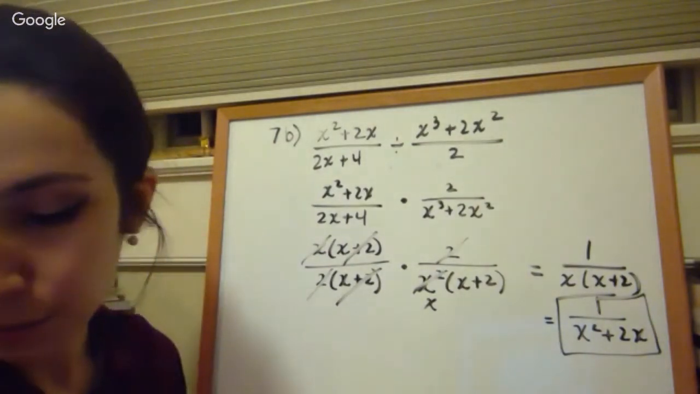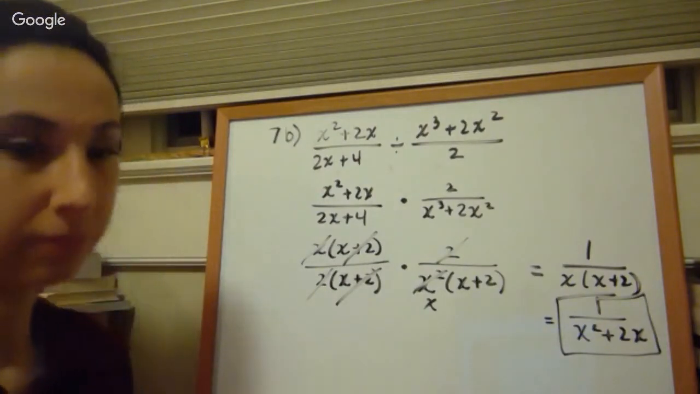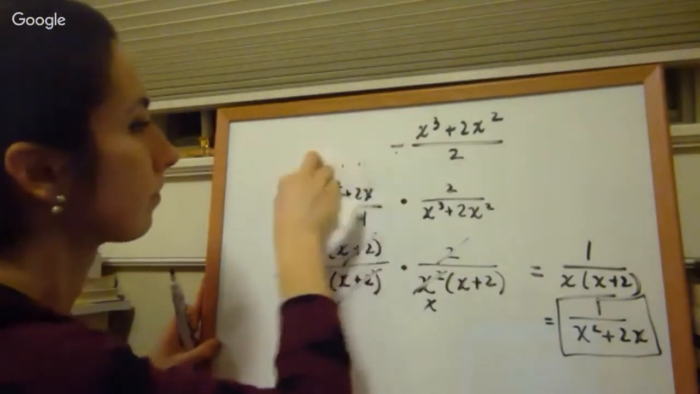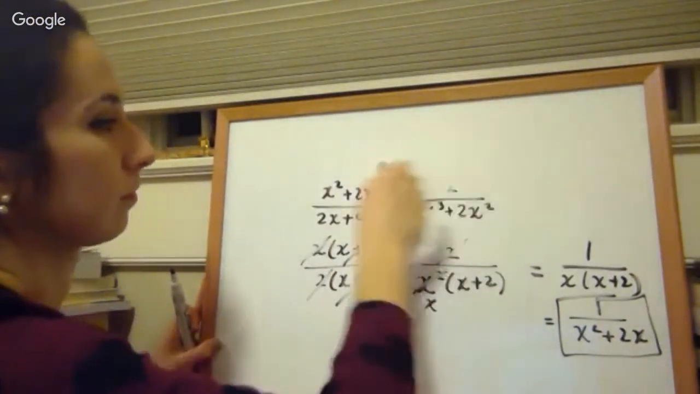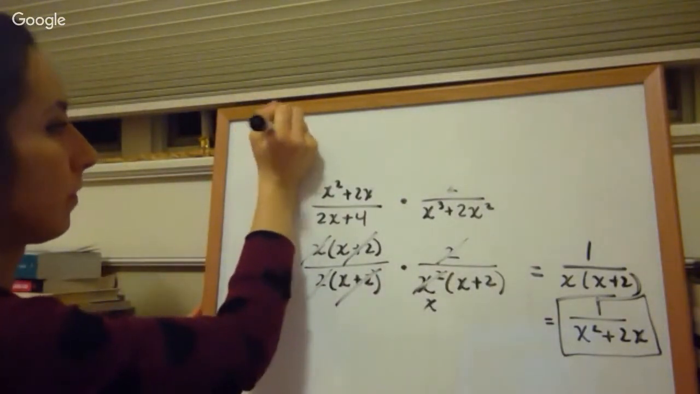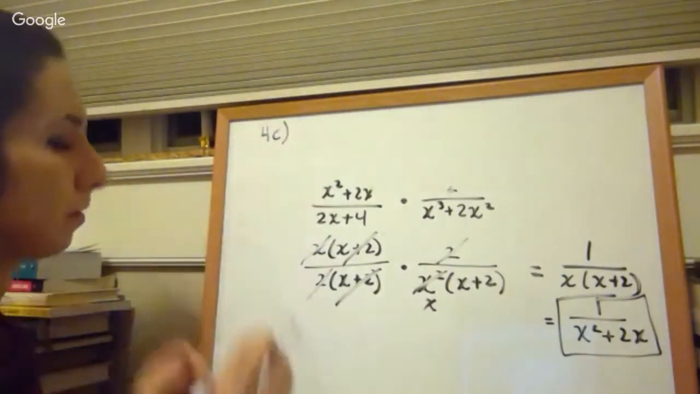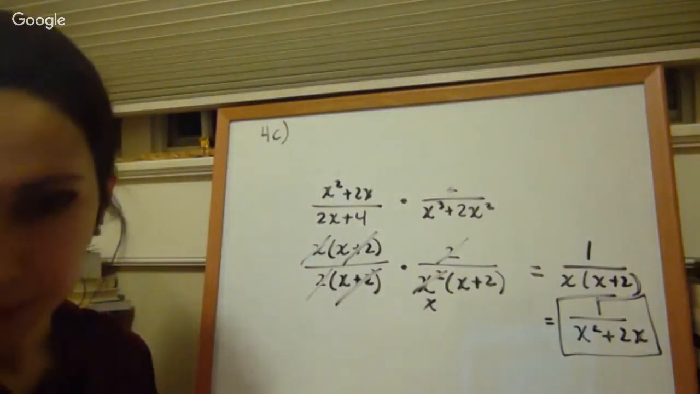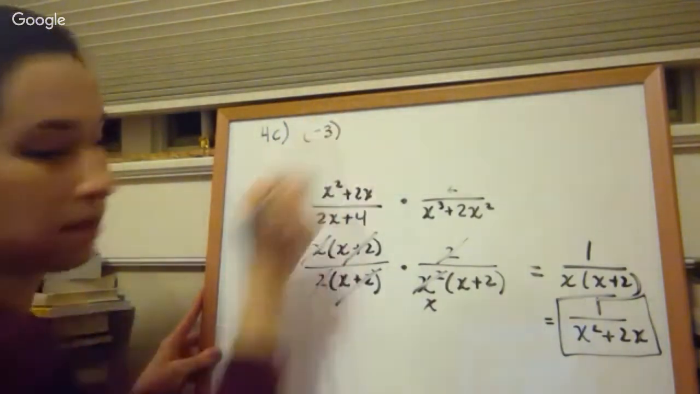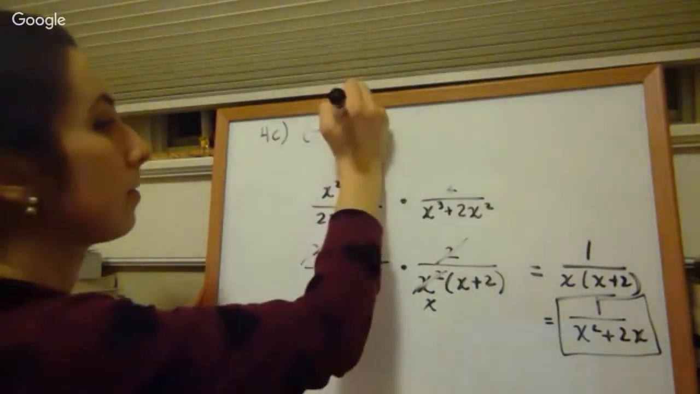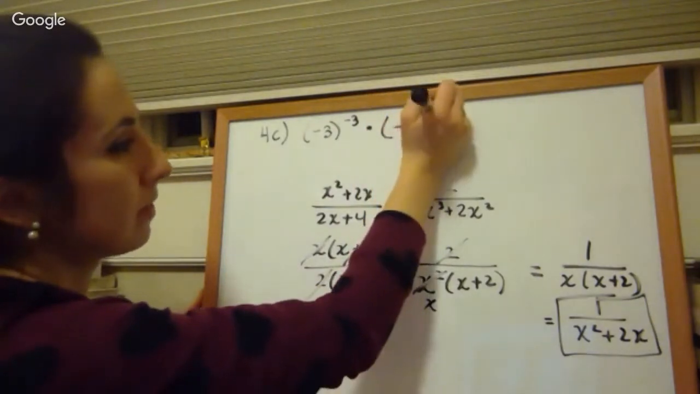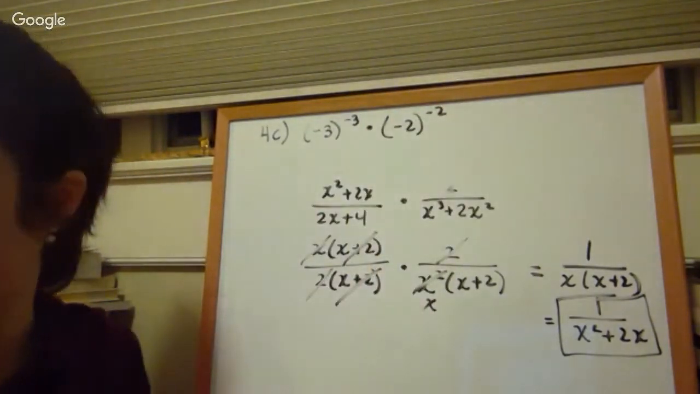I'm going to go back and do 4C. -3 to the -3rd power times -2 to the -2nd power. Let me just see if I can grab another marker. Ugh.